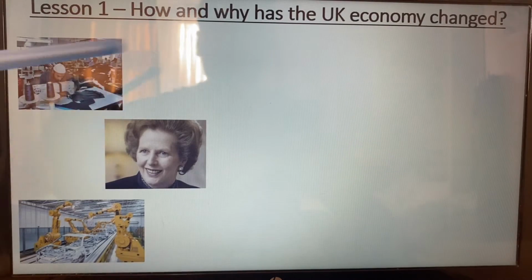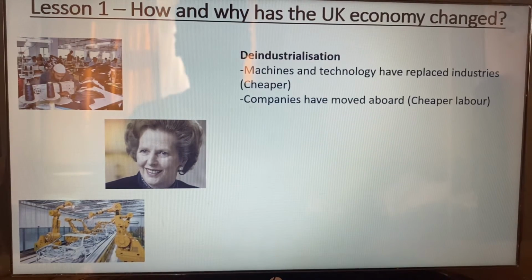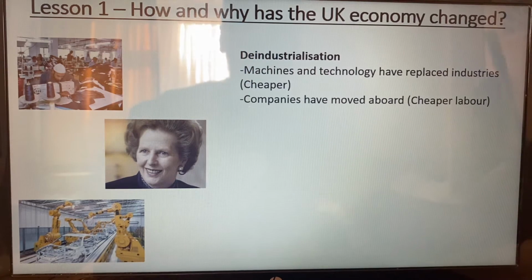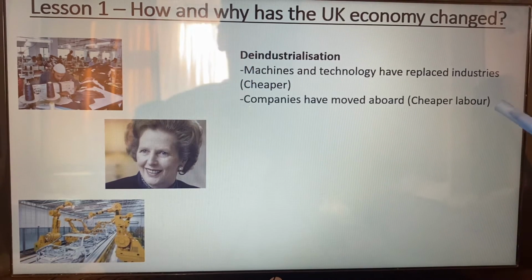Okay, now let's begin to focus on why the UK economy has changed. What were some reasons? The first one was deindustrialization. This is the closure of, or the decline in, traditional industries, let's say steel making and stuff like that. And why has that happened? Here are some reasons that you looked at already. Machines and technology have replaced industries because it's a lot cheaper. The growth in technology is called mechanization, and many companies have actually just moved abroad because of cheaper labor and greater production, so it's easier for them, making more money.